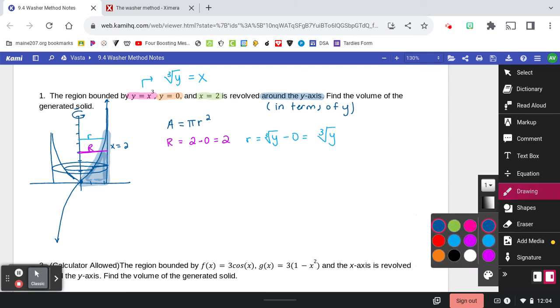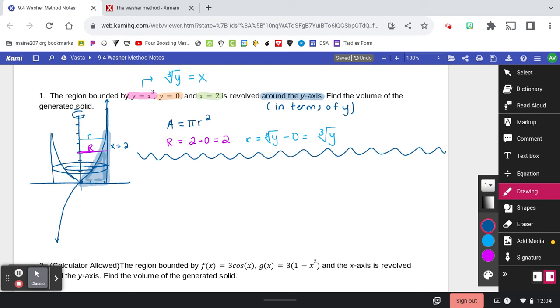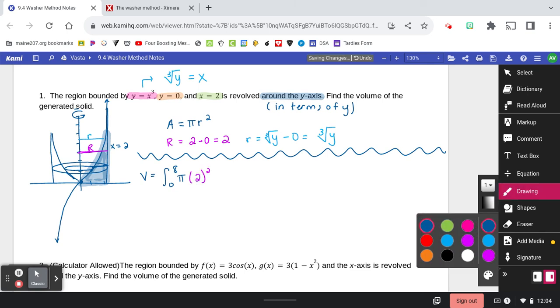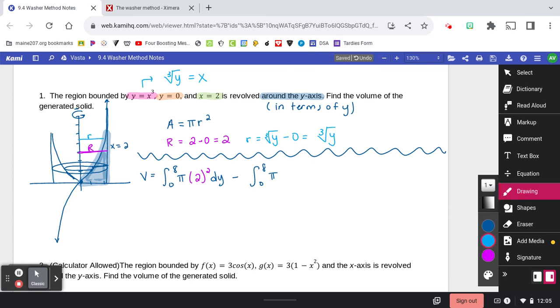Now, after you have your area formula and you figure out what your radii are going to be in terms of y, we're going to set up our volume. So the volume is the integral from my lowest y value, which is 0, to my highest, which is 8, of pi times big R squared, which is 2, dy, minus the integral from 0 to 8 of pi times little r squared, which is the cube root of y squared, dy.